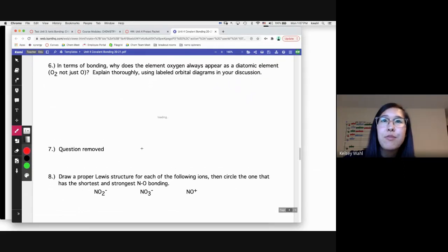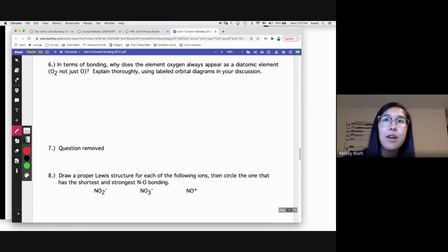So it says, in terms of bonding, why does the element oxygen always appear as a diatomic element? We learned diatomic elements, they always come in pairs. So it's like O2, N2, Cl2. And it says to explain why that is using orbital diagrams. So we're going to use orbital diagrams again. This time we're going to use the orbital diagram for oxygen. So we're going to find oxygen.